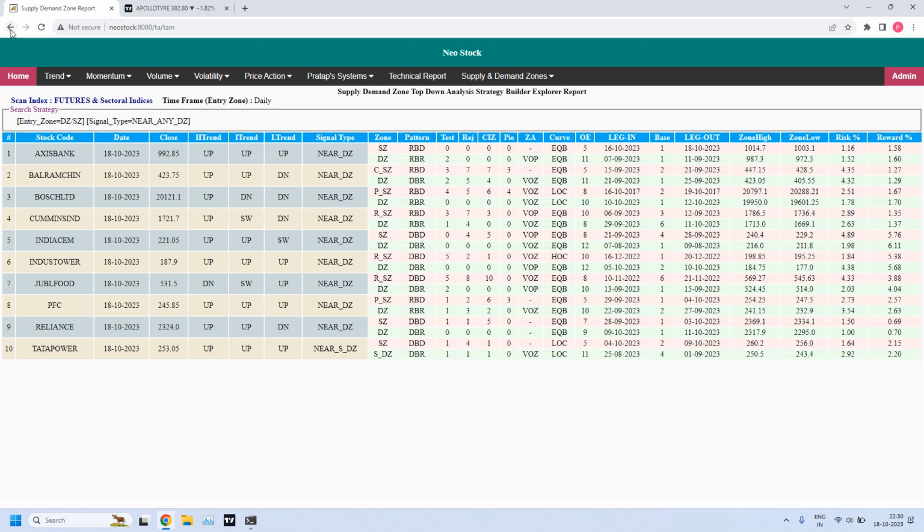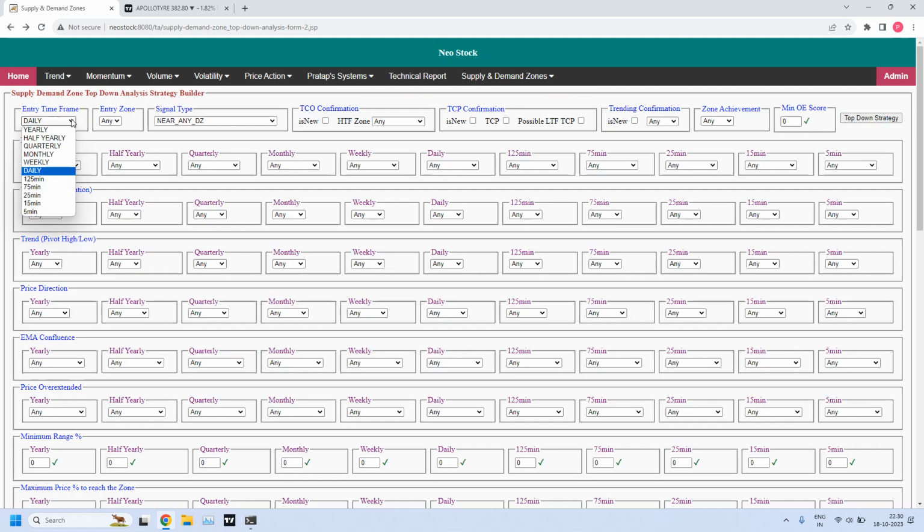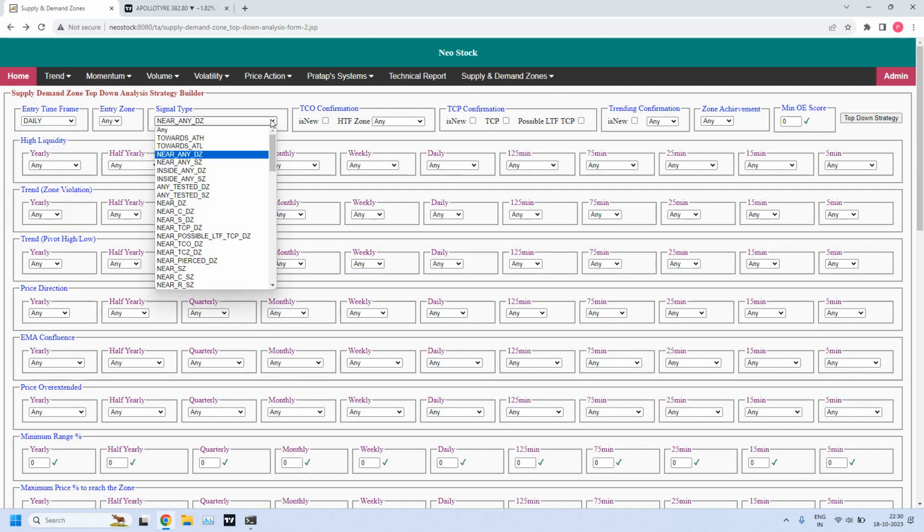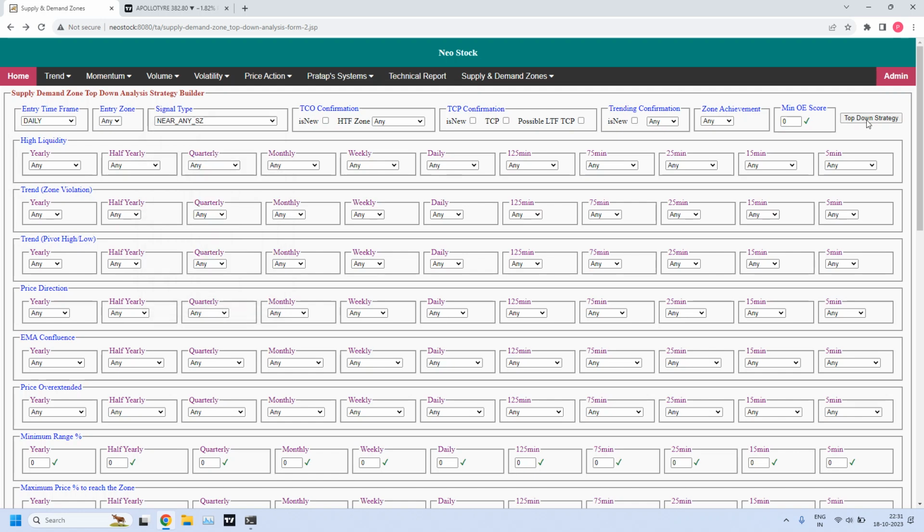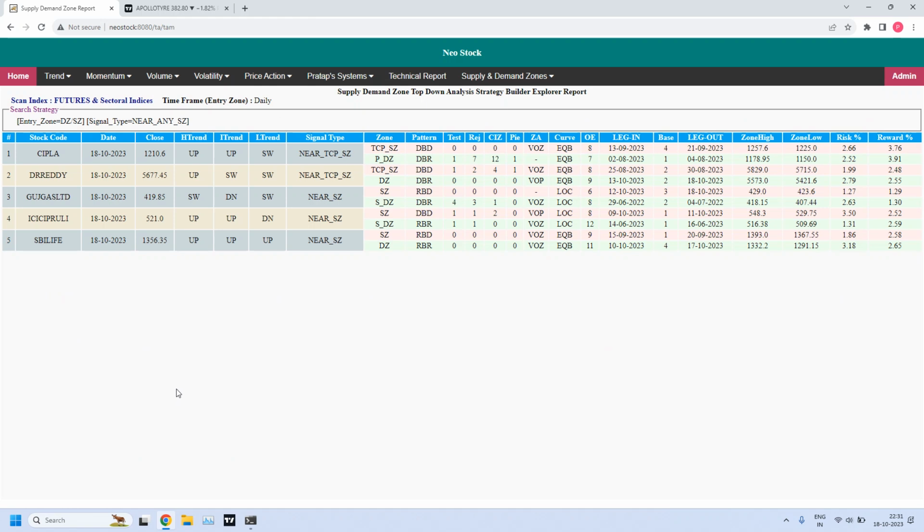So let's go back. Entry time frame is daily. Let us find the stocks near daily supply zones. So these 5 stocks are listed. And we have a few high liquidity supply zones. One is Cipla, which is a fresh zone. It is a counter trend trading zone. And we have one more counter trend trading, but it is already pierced.